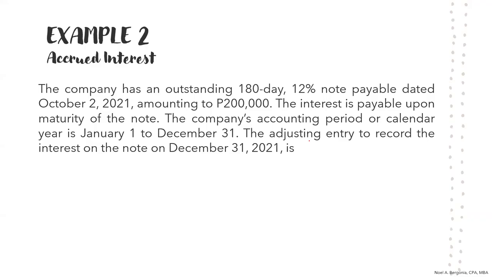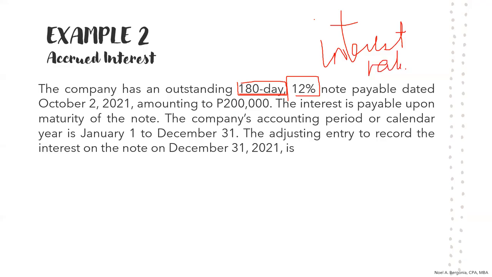Okay, so let's find out how do we account for accrued interests or unpaid interests but we have already incurred them. Okay, so the company has an outstanding 180 day. Okay, so 180 days. So ibig sabihin that particular liability will be paid 180 days from the date of the utang. Okay, 12%. So this is considered as an interest rate. So interest rate po ang tawag natin dyan. Okay, yung patubuan na interest. Then note payable. Ayun, kaya pala may interest kasi nangutang tayo by issuing a promissory note. Kaya may notes payable. Remember class ha, tayo ay nasa perspective ng borrower or yung nangutang. Okay, so are we clear on that?